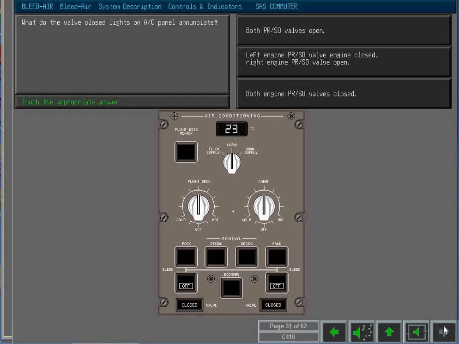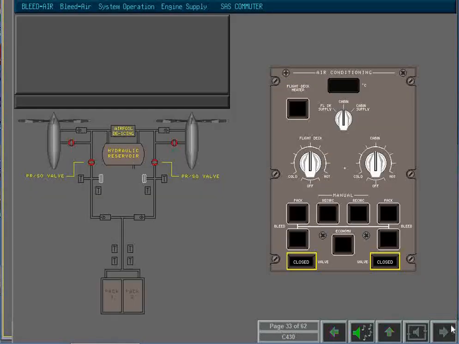What do the valve closed lights on this air conditioning panel enunciate? Yes. The bleed push buttons enunciate if the right or left pressure regulating shutoff valves are open or closed. When both valve closed lights are illuminated, both pressure regulating shutoff valves are closed.